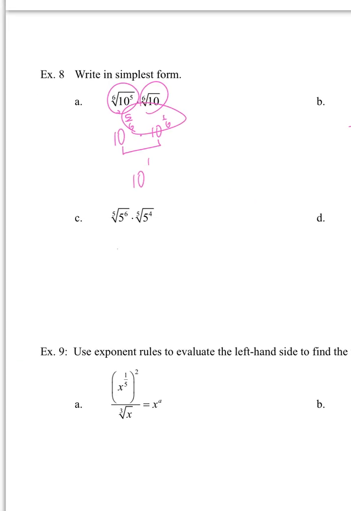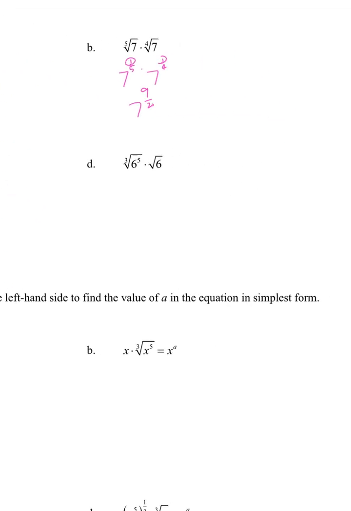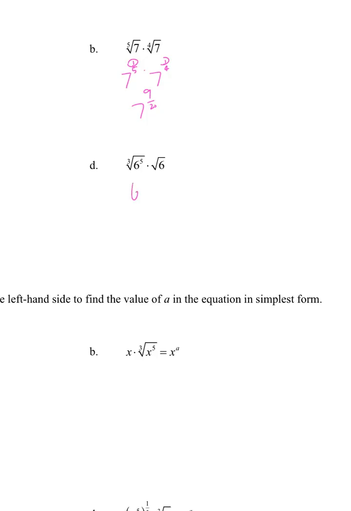Okay, same situation here. This is 5 to the 6/5. This one is 5 to the 4/5. Adding those up, that is 10/5, or 2, and 5 squared is 25. This is 6 to the 5/3. This is 6 to the 1/2. Adding those up, the denominator is going to be 6. What is that? 10 and 3, 13.